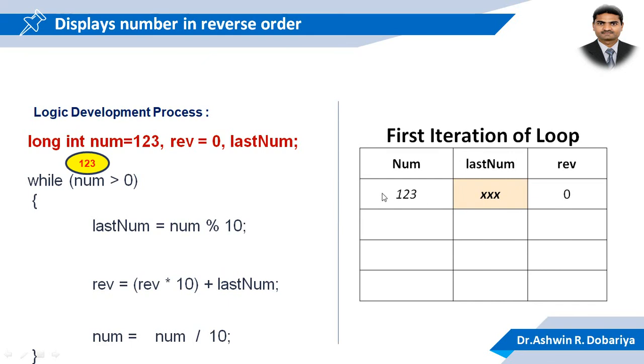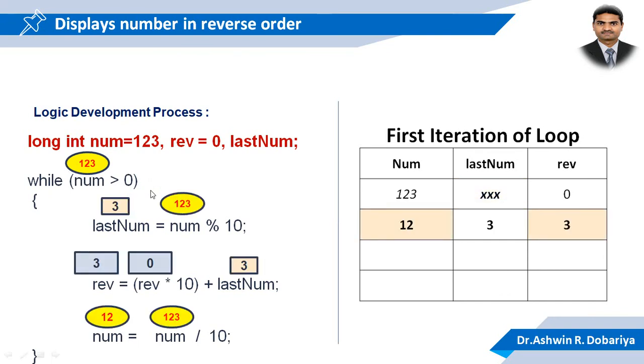So number is 123, initially reverse is 0, and for lastnum we have not initialized any value, so the compiler gives a garbage value. This is the status when the loop executes the first time. First time, number 123 is greater than 0. Then what happens? 123 modulus 10, and modulus 10 always returns the last digit. So this statement returns 3, and that will be stored into lastnum. So in lastnum the latest value is 3.